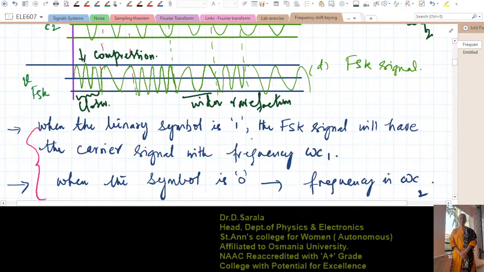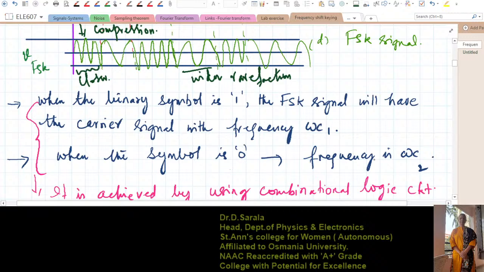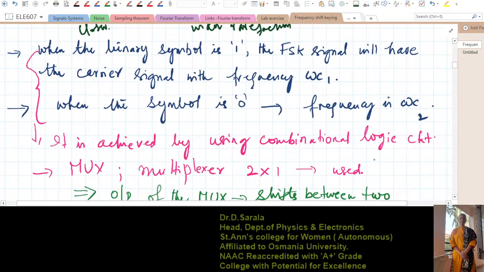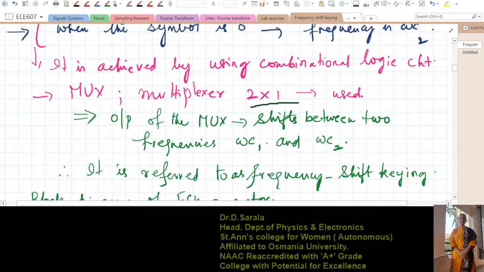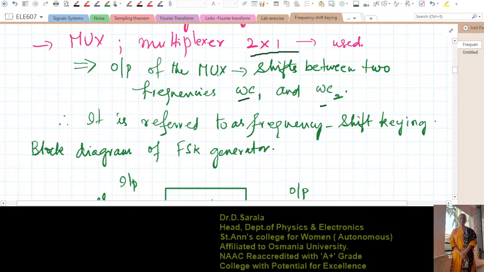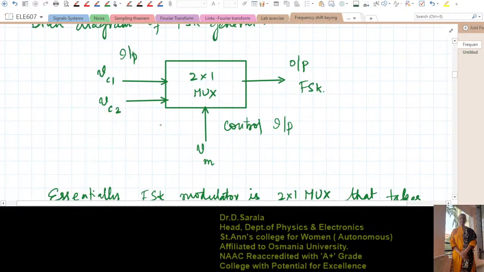So when the binary symbol is 1, the FSK signal will have the carrier signal with the frequency omega C1, and when the symbol is 0, the frequency is centered around omega C2. So how do you know which one is selected? The selection is by a selector circuit known as a multiplexer. Since there are two signals, you are using a 2 into 1 multiplexer. So the output of the multiplexer shifts between the two frequencies given by omega C1 or omega C2. Therefore, this is referred to as frequency shift keying, and the corresponding block diagram is like this.